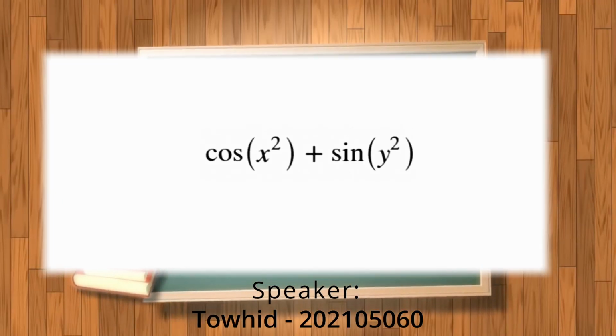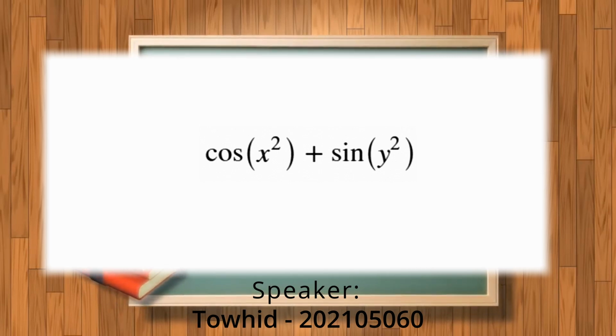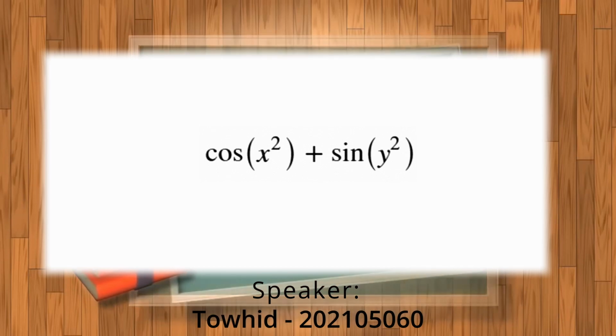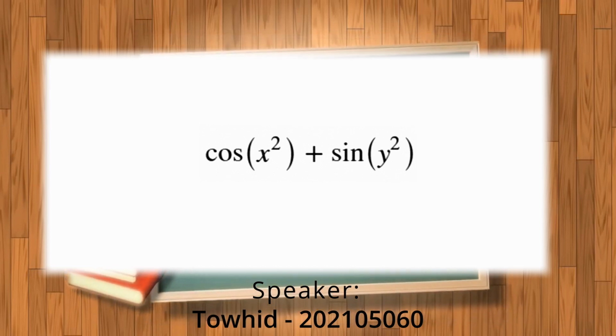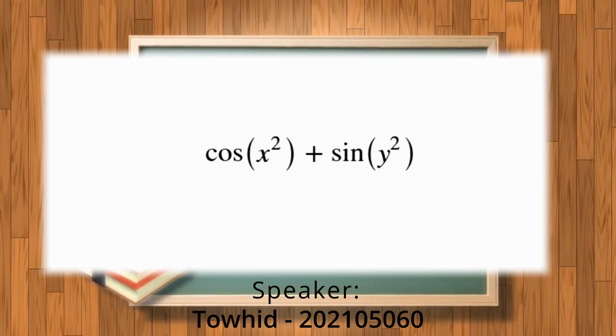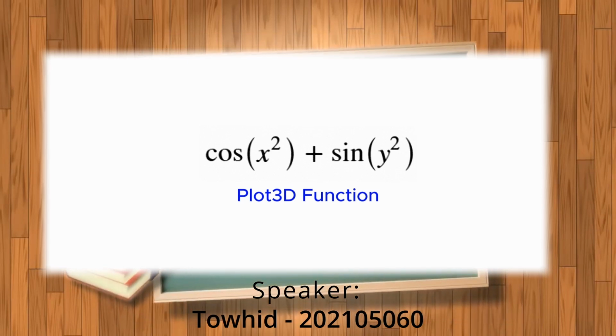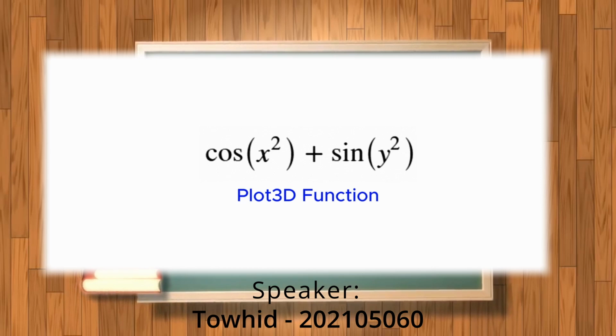Hello everyone. The function we are going to plot is cos x squared plus sine y squared, which is a function of two variables that produces a 3D surface. To plot this function in SageMath, we'll be using the plot3d function, which takes the function and two ranges of x and y values as arguments.